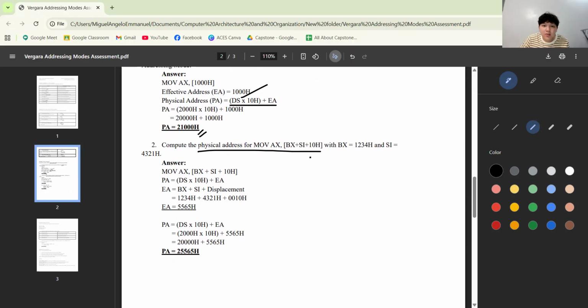For our BX, it is 123H, substitute. SI is 4321H, substitute. And for our displacement, 10H, which is equivalent to 0010H. And then add them. In adding this part, we are going to add them vertically. Just like that: 4, 3, 2, 1, and then 0, 0, 1, 0.